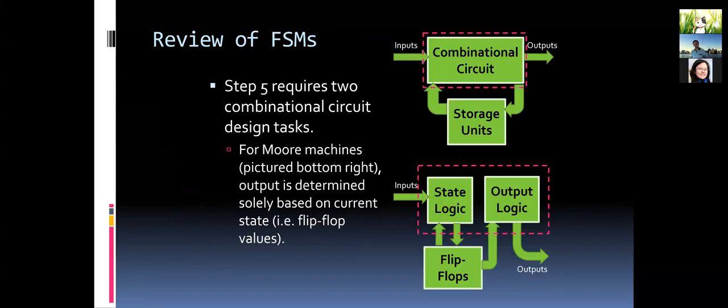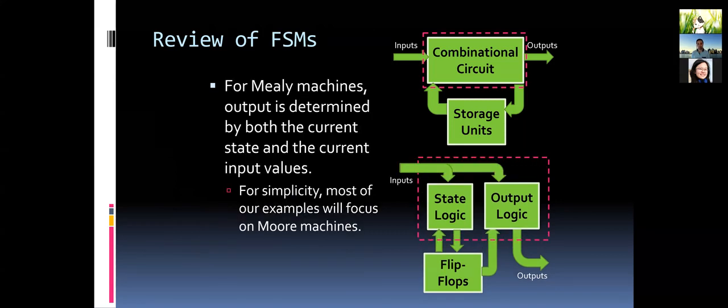Okay, so essentially, step 5 requires 2 combinatorial circuit design tasks. And for Moore machines, we essentially focus solely on the output as a function of the current state, so the flip-flop values. For simplicity, today I'm going to only talk about Moore machines, right? But there's also the Mealy machine, remember? For a Mealy machine, the output is determined by both the current state and the current input values, which makes the implementation a little bit more complicated. So for simplicity, let's focus on Moore machines only for now.